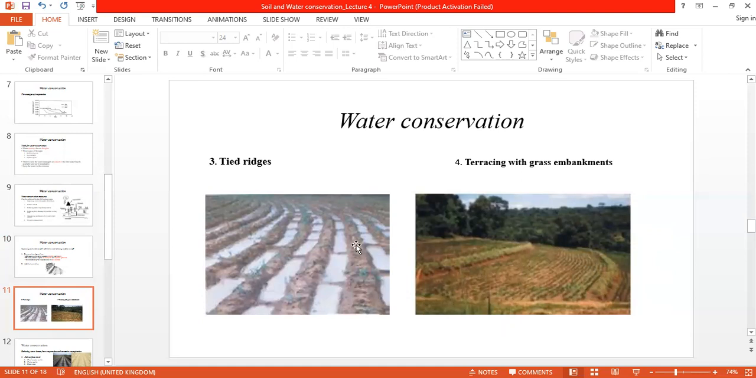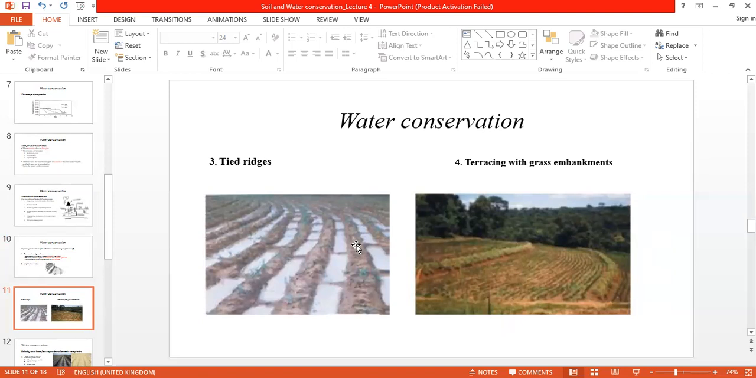Mr. Miti, on the tied ridges, what type of irrigation system is suitable here, or do we just use these under rainfed? Can we apply it under irrigation conditions? Yes, you can put them under irrigation.